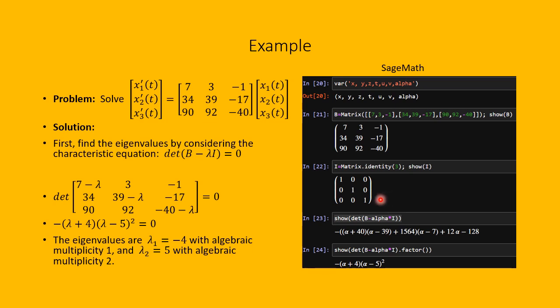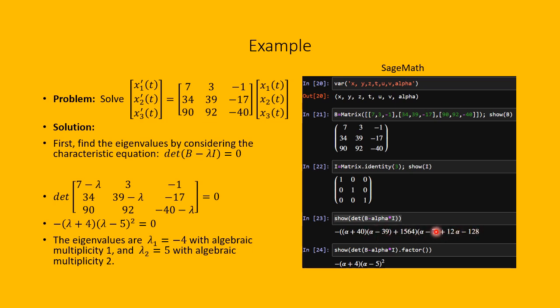To compute the determinant of B minus alpha I, we can use the built-in determinant function, det, determinant of B minus alpha I. If we want to actually show the results of that computation, we have to use show. So show, and inside parentheses, the determinant of parentheses B minus alpha I. When we execute this command by hitting Shift Enter, we get that the determinant is this polynomial.